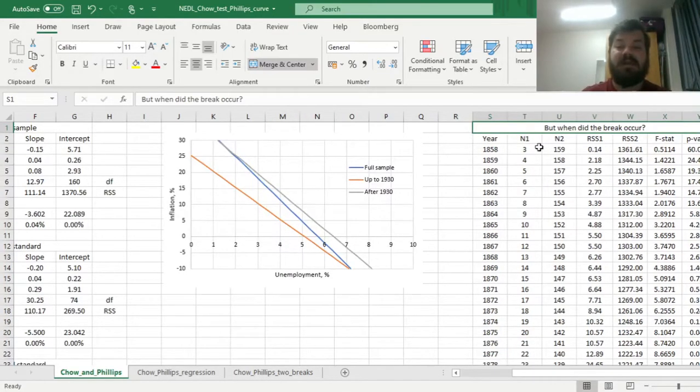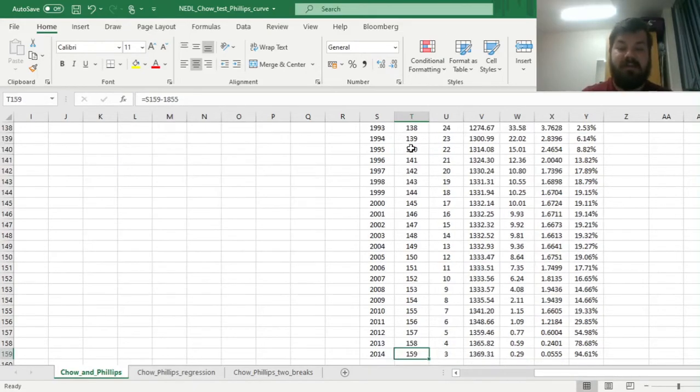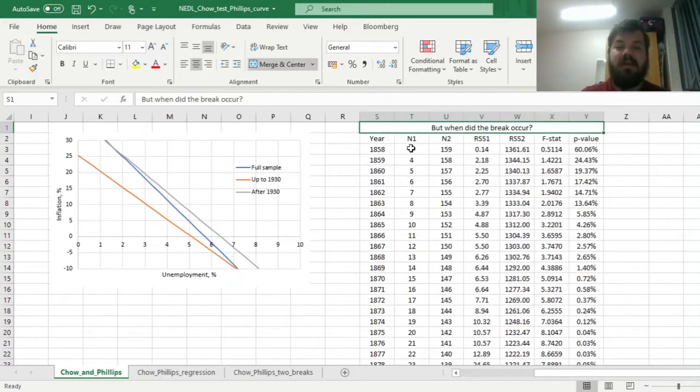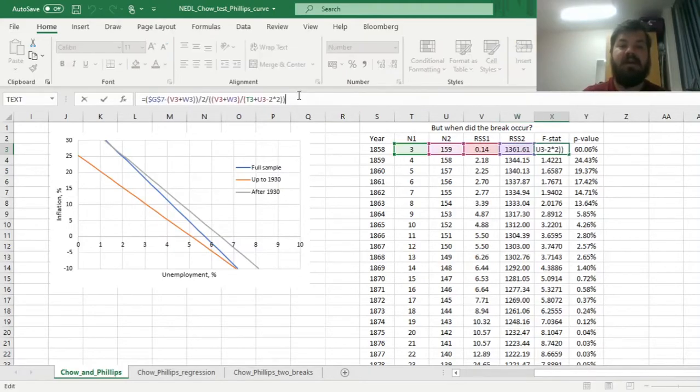And what is done over here is the subsample length is calculated given at which year do we calculate the breakpoint. So in 1958, our first subsample would only have 3 observations, and that's the minimum possible. And in 2014, our second subsample would have 3 observations, that's the minimum amount possible. And then what is done is we calculate residual squared sum for the first model and for the second model, and calculate our f-stats using the same procedure that I have outlined previously.